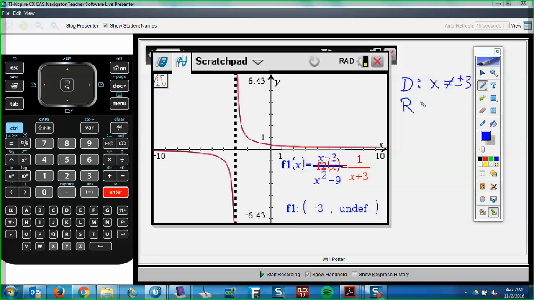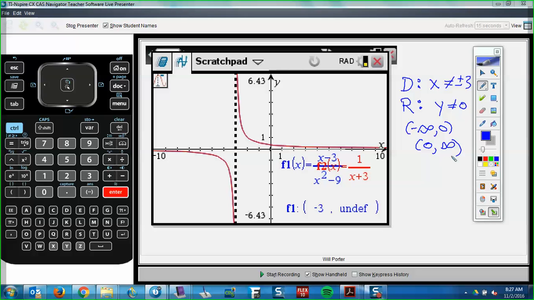Okay, what's the range? What are the y values? Everything but 0. So if you just said y can't equal 0, I'd be okay with that, but you could also say -infinity to 0, and then 0 to infinity. So it's everything but 0. It comes up here, and then goes up there, but it will never be 0 because that's a horizontal asymptote.